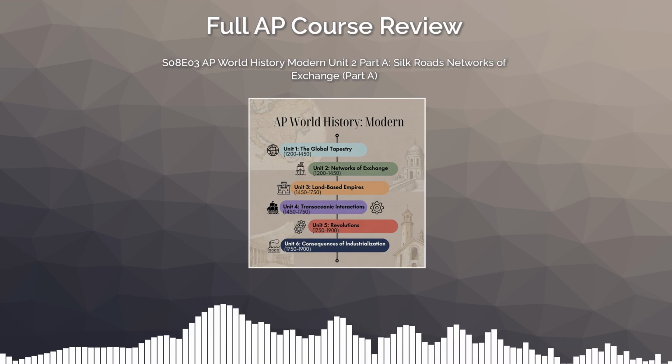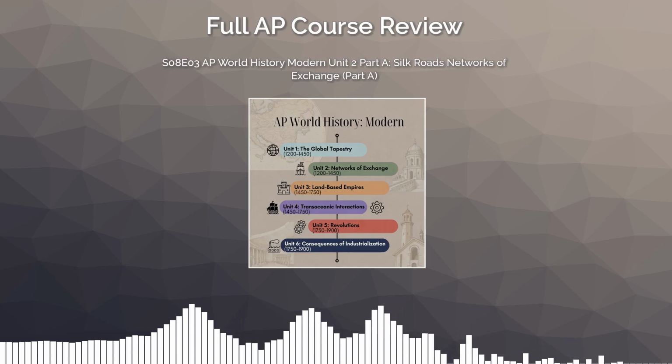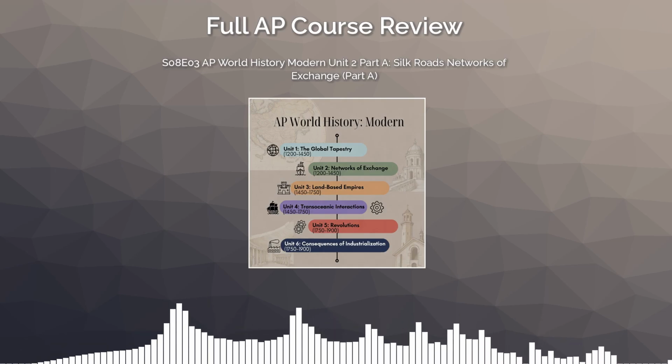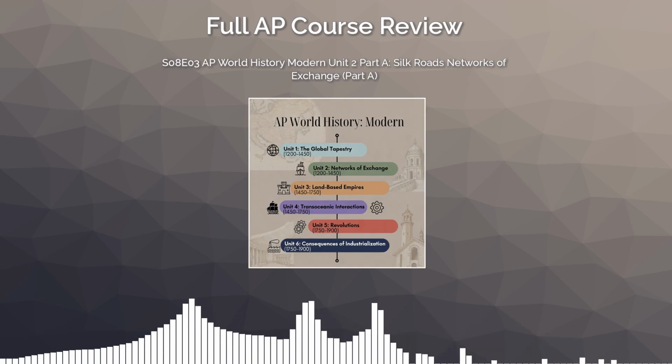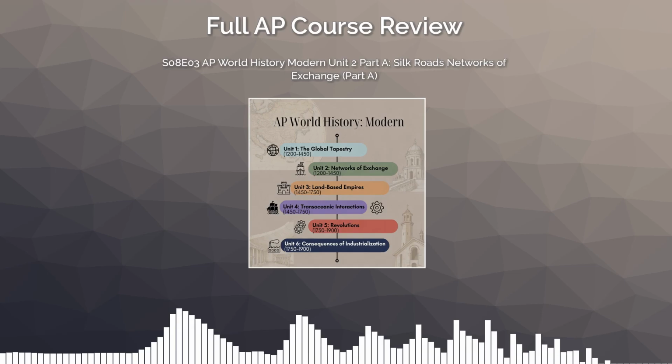Beyond religion, technologies diffused across the routes. Paper-making spread from China westward into the Islamic world, and eventually Europe, transforming literacy and governance. Agricultural crops moved too. Citrus fruits, cotton cultivation, and sugarcane all relocated through these networks across centuries.